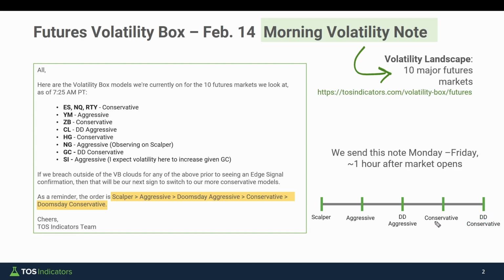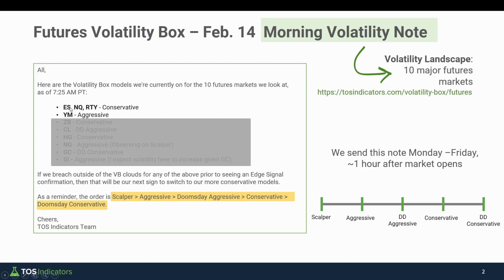Now today in particular, we noticed something that was different from what we've seen at least for the past couple weeks. And that's the S&P, the Nasdaq, and the Russell. Let's actually focus on just the indices. So these 3 of the index markets were all on their conservative volatility box. So here we had the ES, the NQ, and the Russell Futures. Now the Dow was all the way down here on the aggressive volatility box models. So you can already see the dichotomy here.